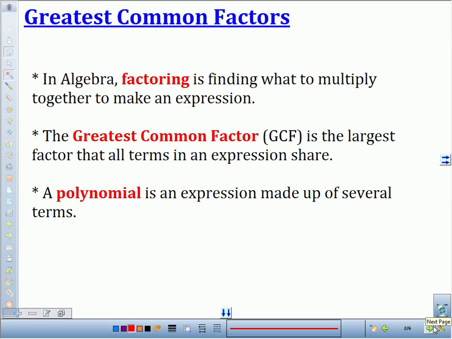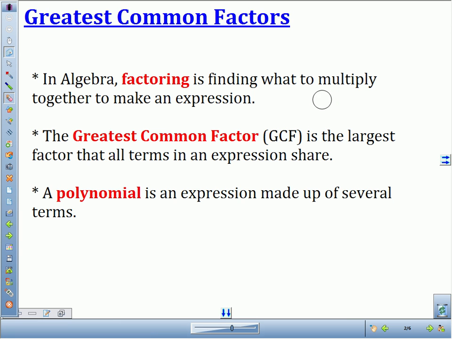The first is factoring. Well, in algebra, factoring is finding what to multiply together to make an expression. Now, an expression can be a single number, and then factoring is finding what two numbers you'd need to multiply to get to those numbers. For instance, if I wanted to find the factors of 6, well, the numbers that I would multiply together to get 6 would be 3 and 2. So 3 and 2 are factors of 6. Now, that's a concept that we're familiar with.